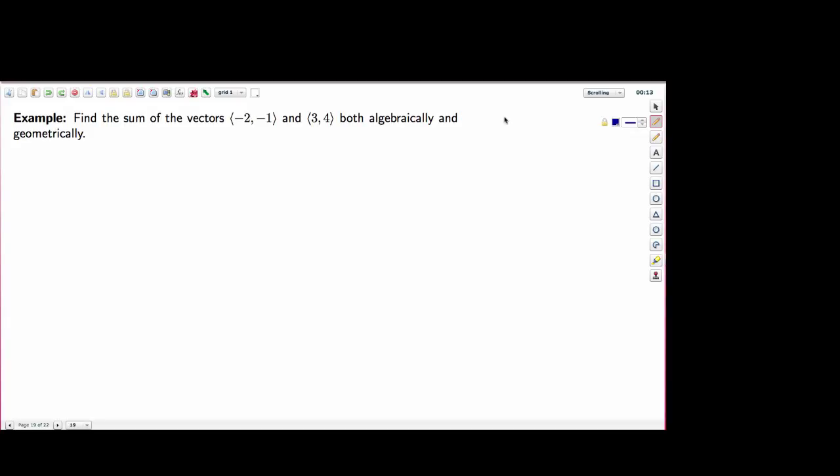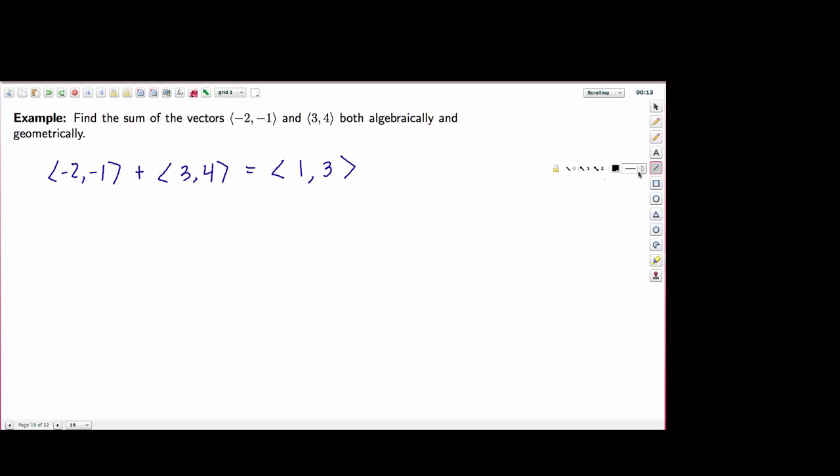Now that we know the basics of vectors and vector operations, we'll do some example problems. So first we want to find the sum of the vectors -2, -1, and 3, 4, both algebraically and geometrically. So algebraically, we simply add up the components, so -2, -1, plus 3, 4. So we add the components, -2 plus 3 gives us 1, -1 plus 4 gives us 3. So the sum of these two vectors is the vector 1, 3.